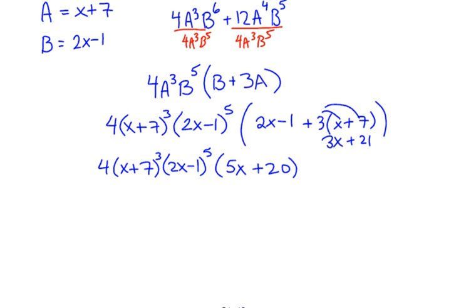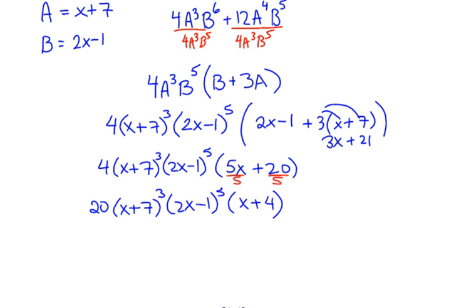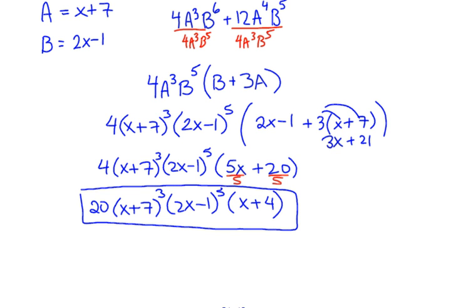This might happen sometimes. GCF of 5 inside. So we're going to take out the 5. Where is it going to go? The very front, and it multiplies with the 4. So we're going to have a 20, because we're factoring out 5 from here. X plus 7 cubed, 2X minus 1 to the 5th, X plus 4. Now we're done. Now look how much more beautiful that is.